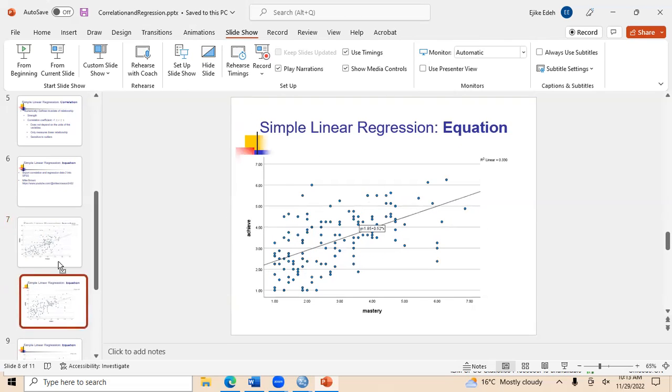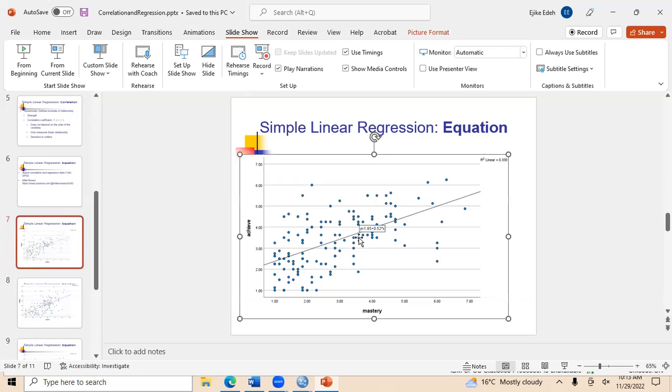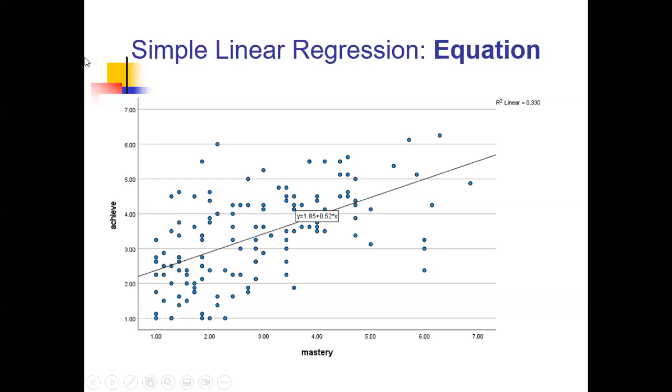So let's look at this slide first. This is what I asked you to do. This is the one you would have produced. Achievements on the vertical axis and mastery on the horizontal axis. With this kind of arrangement, what you're trying to do is to predict what is on the y-axis using what is on the x-axis. So we're trying to determine student achievement by mastery.